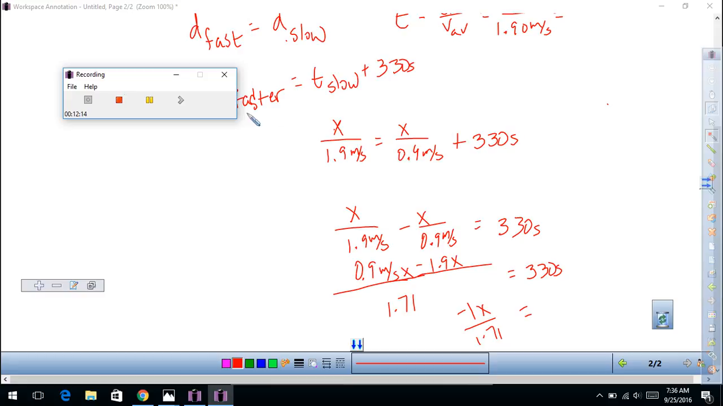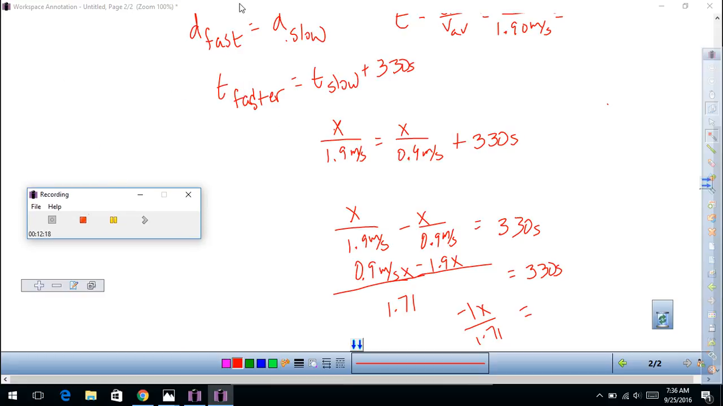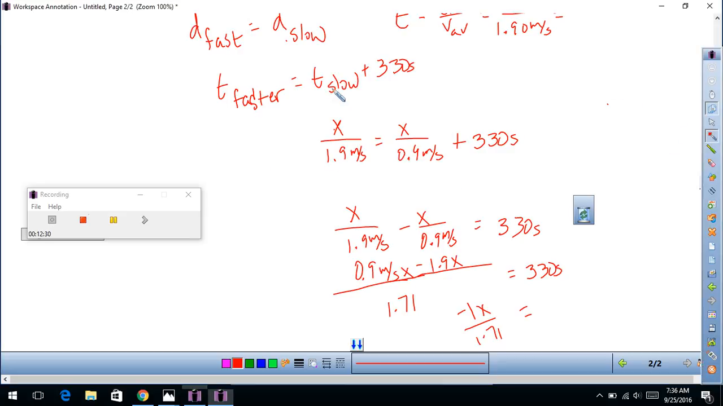All right, so here's what I did. They are both going to go the same distance, so that's good. So the distance of the faster has to equal the distance of the slower. And then I said, well, the time of the faster has to equal the time of the slower plus 3.5 minutes, I think it said. Let me look at it again. Plus 5.5 minutes. So 5.5 minutes is the same thing as 330 seconds if I did that math correctly. Yeah, so there's 330. So whatever this dude's time is, plus 330.